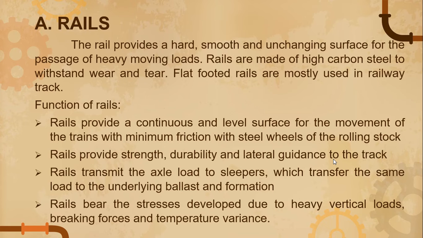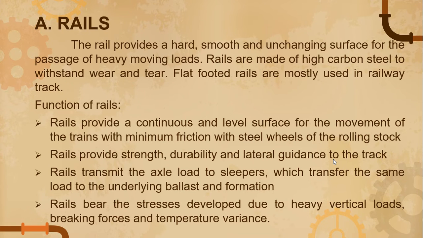The rails provide a continuous and level surface for the movement of the trains with minimum friction with the steel wheels of the rolling stock. They also provide strength, durability, and lateral guidance to the track. They transmit the axle load to sleepers, which transfer the same load to the underlying ballast and formation, and they bear the stress developed due to heavy vertical loads, braking forces, and temperature variance.